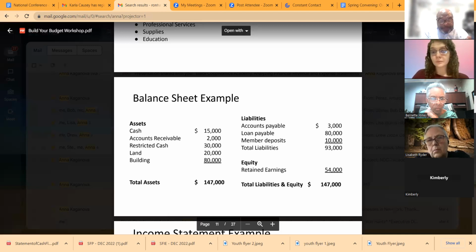Let me walk through this again. On the asset side, she's showing cash, accounts receivables, restricted cash, land, and building. Because when you're purchasing a building, you have to separate out the land from the building. All right?